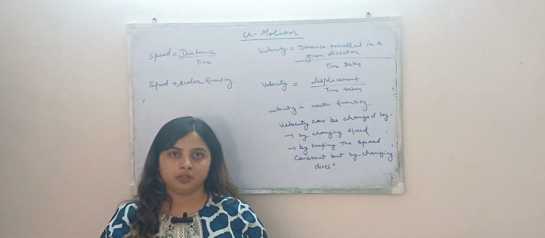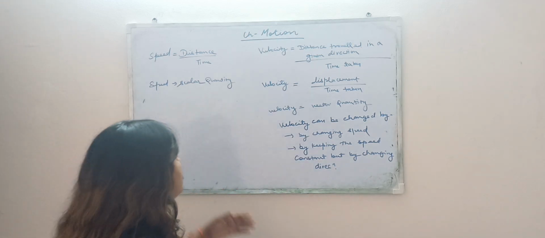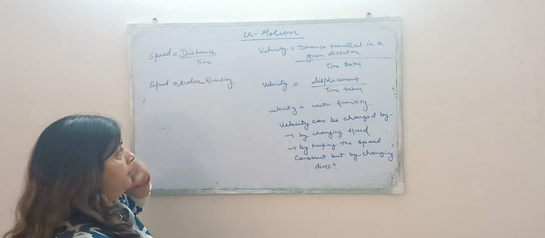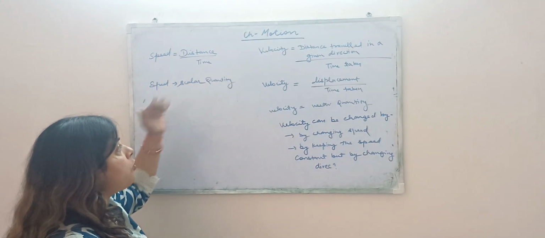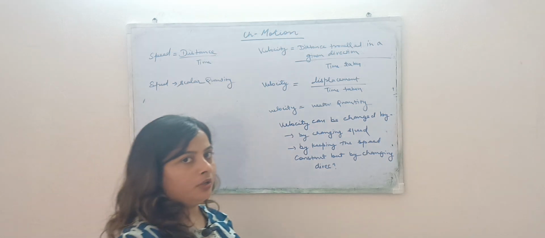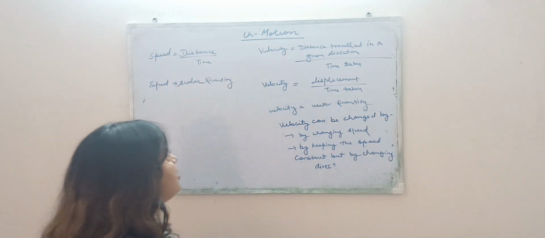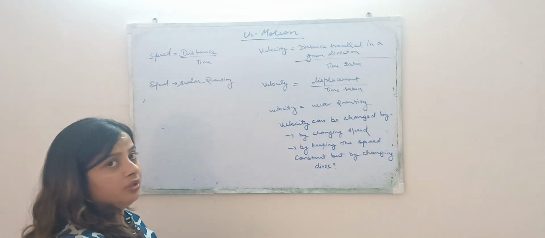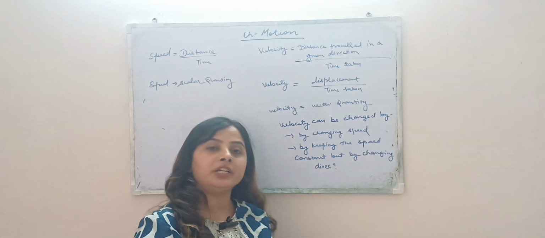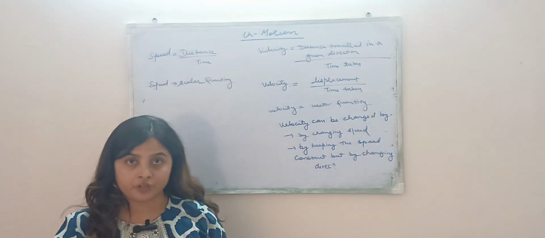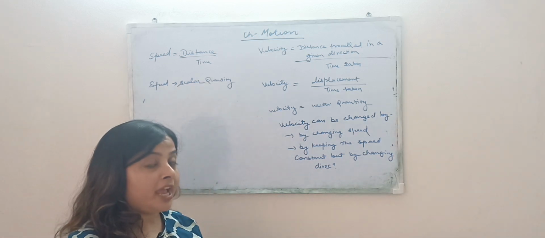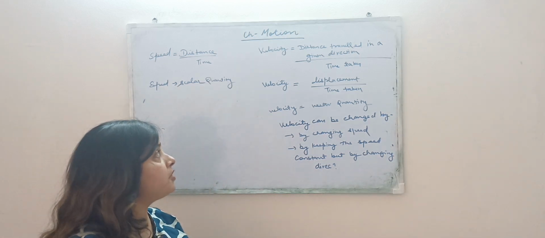Let us study that. Speed I have already taught you. Speed is distance traveled upon unit time. And speed is which type of quantity? Scalar quantity. Scalar quantity means it has only magnitude but it does not have any direction. So, what is velocity and what is the difference between speed and velocity?